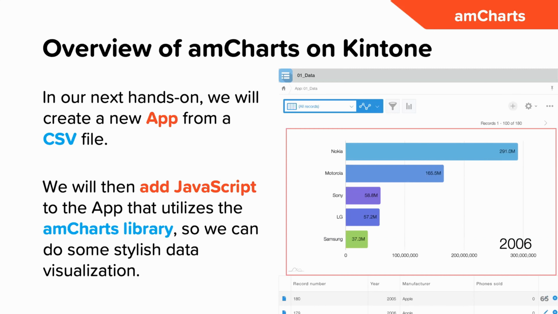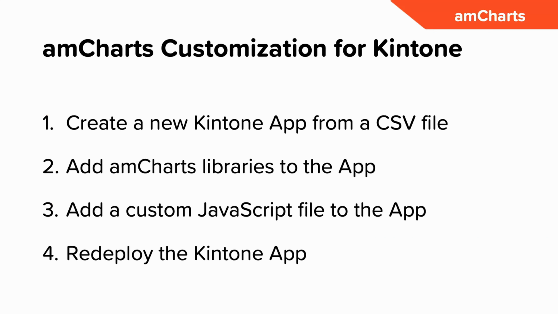So what we're going to do next, we're going to create a new app from a CSV file, and then we're going to add the JavaScript to the app so that we can do the kind of data visualization that we're looking at over here. These are the steps for creating the customization on Kintone.